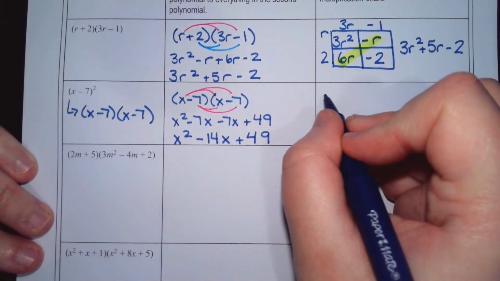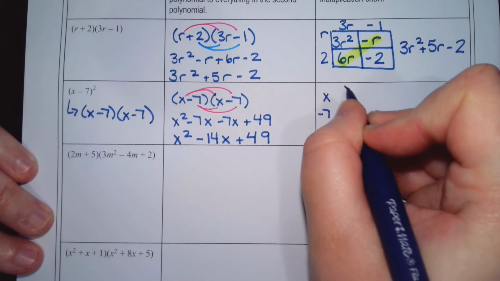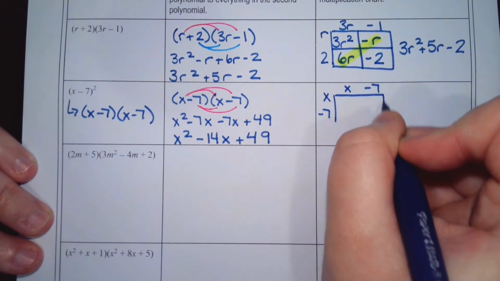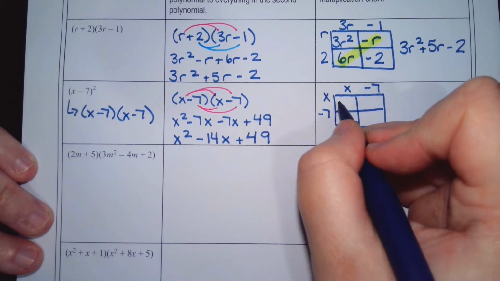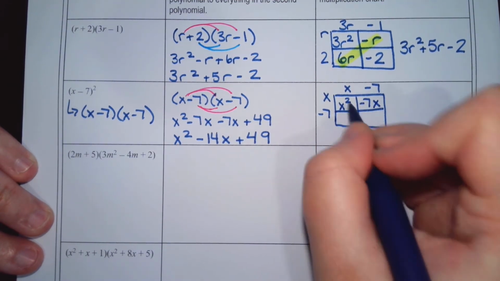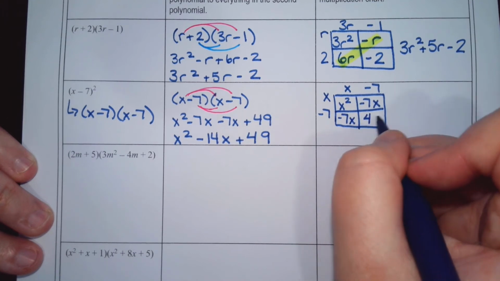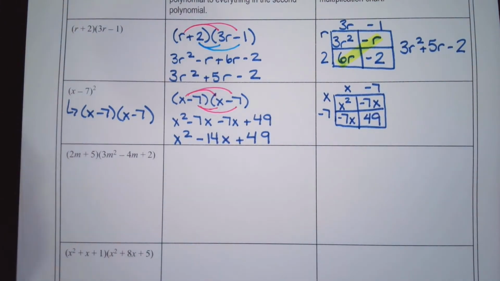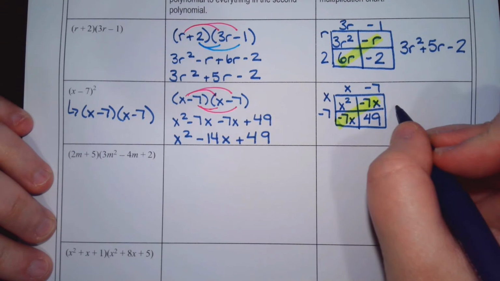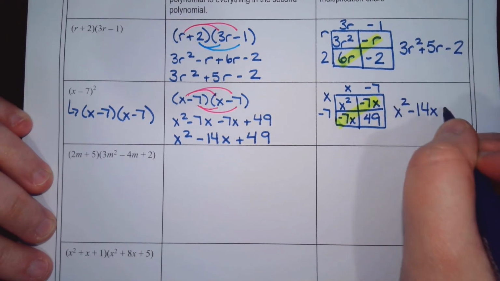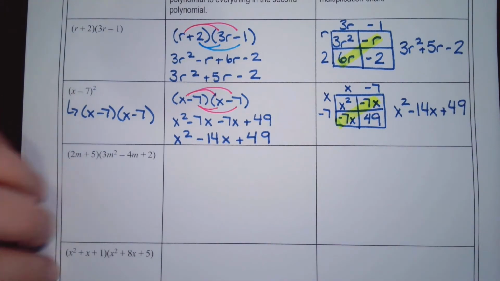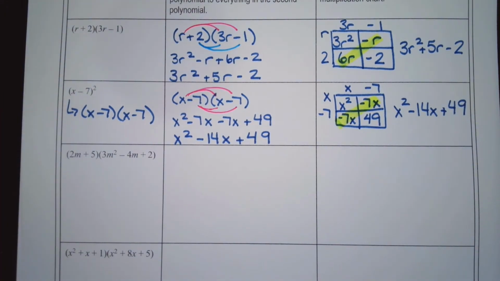Okay, now for our box, x and negative 7, x and negative 7. So x squared, minus 7x, minus 7x, and 49. Again, the diagonal is our like terms. So we have x squared minus 14x plus 49. So those are binomials getting multiplied. You're going to get increasingly tougher ones where they keep adding more and more terms in.